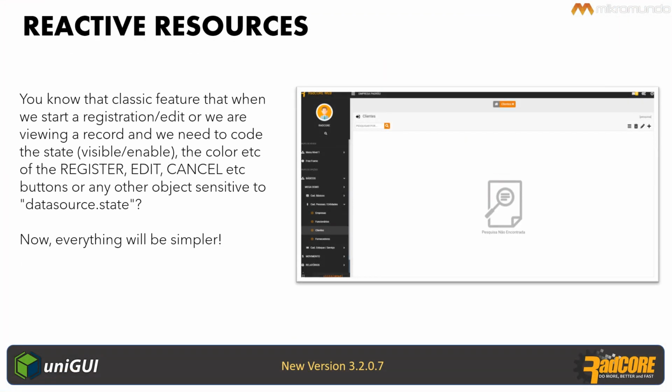That classic feature that, when we start a registration or edition, or are viewing a record, we need to code the state or color of the register, edit, cancel buttons, or any other object sensitive to the data source state. Now, everything will be simpler and better, more productive to create your forms. With RadCORE, we will now be able to enable, make invisible, change the color, change the caption, or even apply a CSS class depending on the state of the linked data source.